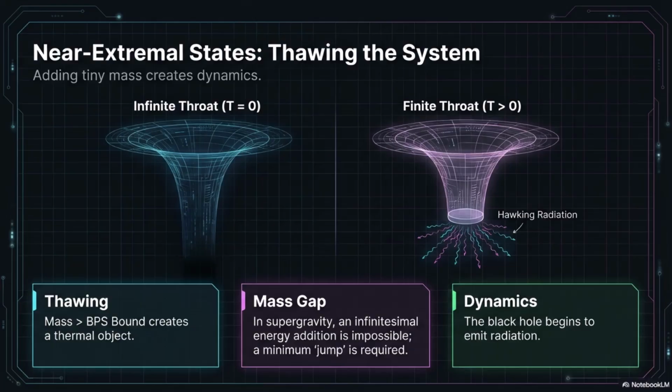Exactly. In supergravity, you can't just drizzle energy in. You need a specific quantum of energy to bridge that gap. But once you jump it, the black hole thaws. It becomes thermal. And the throat changes? The throat stops being infinite and becomes finite. And suddenly, it starts to emit Hawking radiation. It comes alive.